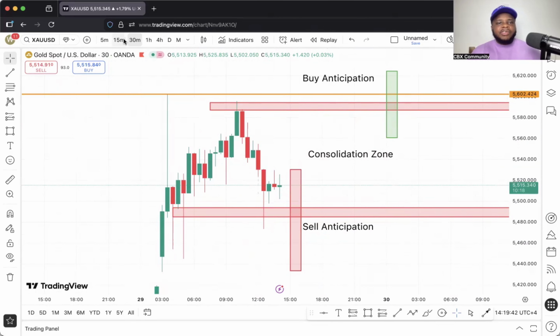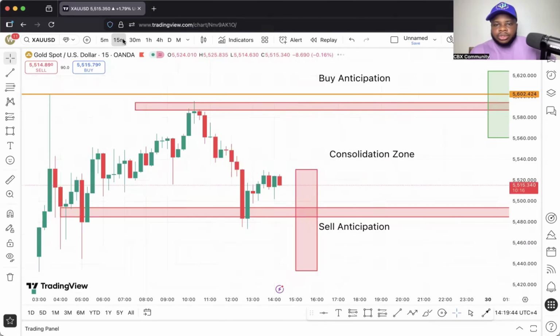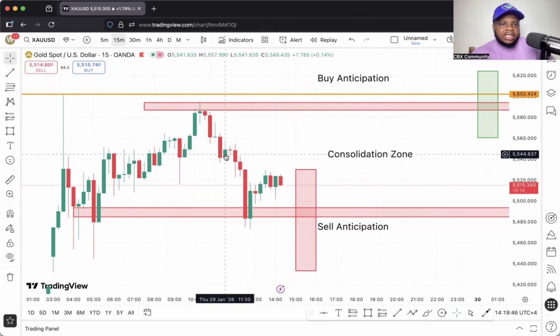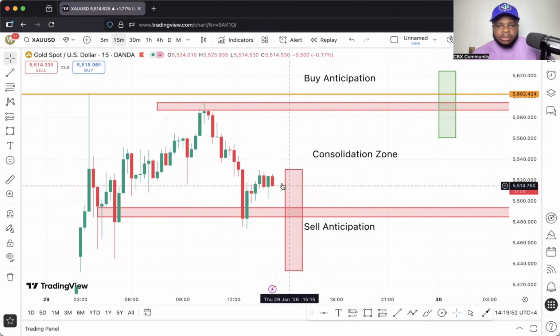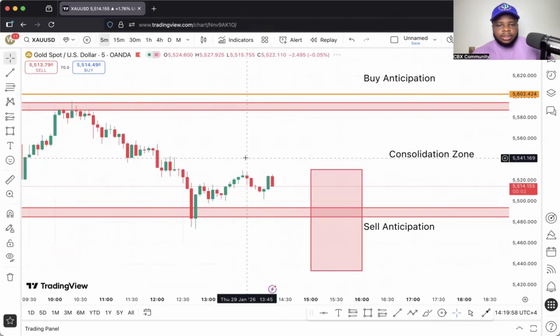So let's look at the 15 minutes market structure. I love to look at a different time frame just for me to have an idea what the market structure is saying. Okay, the 15 minutes, we have a bearish candle, bullish candle, bearish candle. Let's look at the 5 minutes.